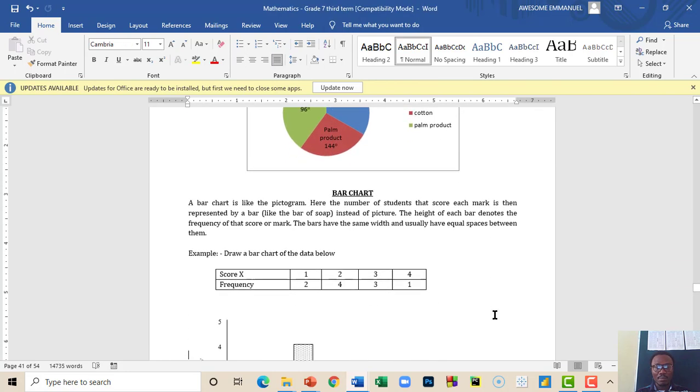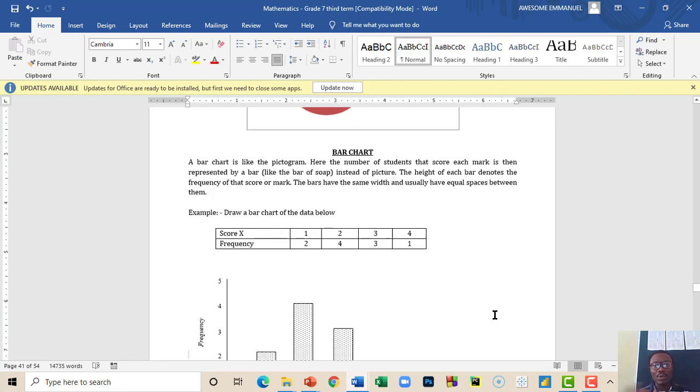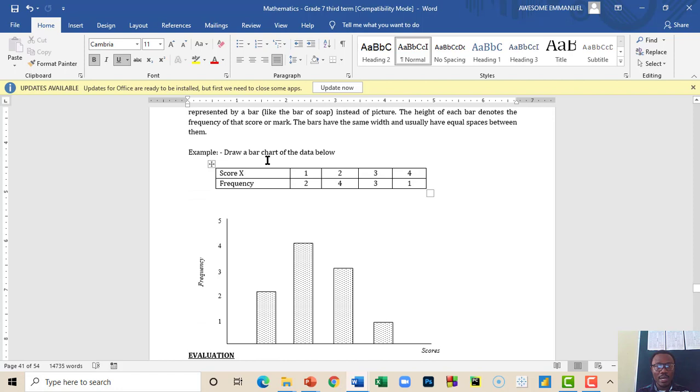Now the next item is bar chart. The essence of this, because you may likely see questions of this nature in objective format in the competition coming up, so at least revising them is quite okay too. Bar chart is using rectangular bars to represent information, and the height of these bars corresponds with the frequency of the data. For instance, we have this particular question that says we should draw a bar chart of the data below. We have the scores, which are 1, 2, 3 and 4, and we have the frequency 2, 4, 3, 1.